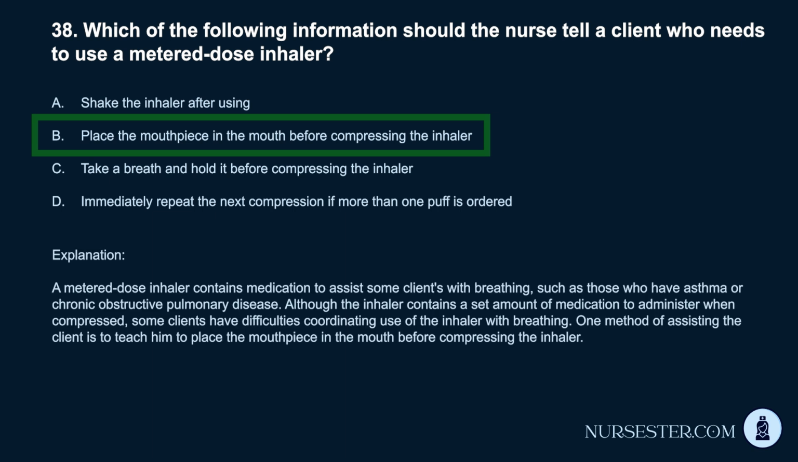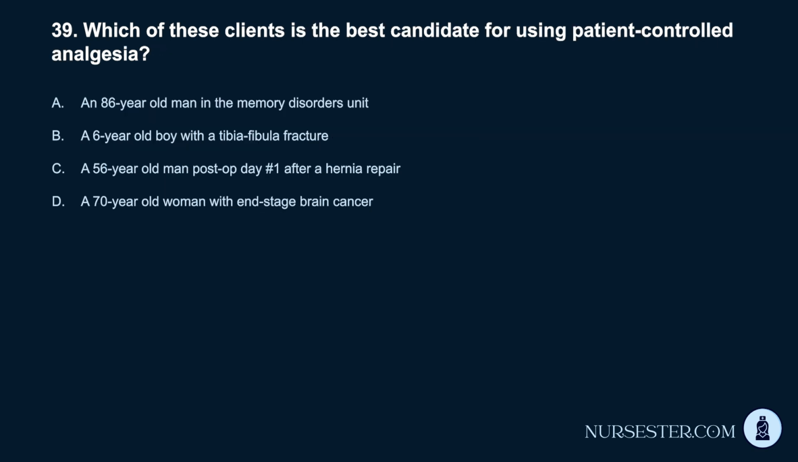A metered dose inhaler contains medication to assist some clients with breathing, such as those who have asthma or chronic obstructive pulmonary disease. Although the inhaler contains a set amount of medication to administer when compressed, some clients have difficulties coordinating use of the inhaler with breathing. One method of assisting the client is to teach him to place the mouthpiece in the mouth before compressing the inhaler.